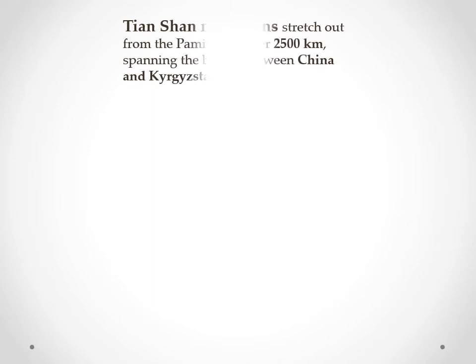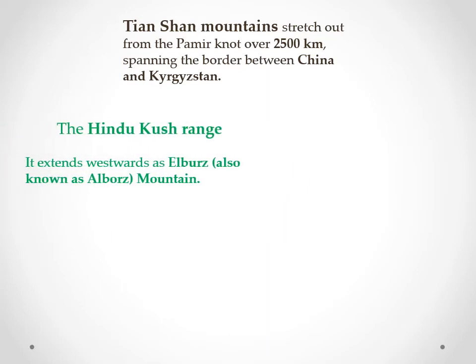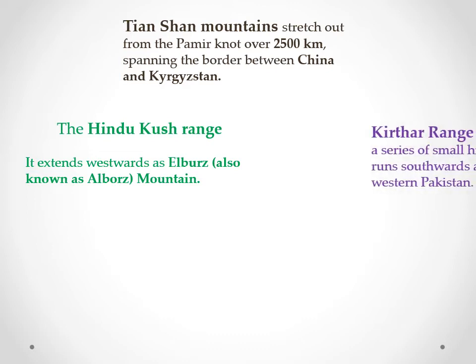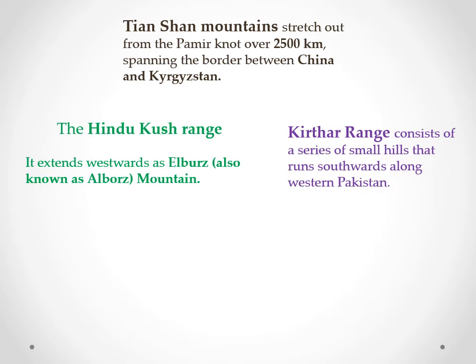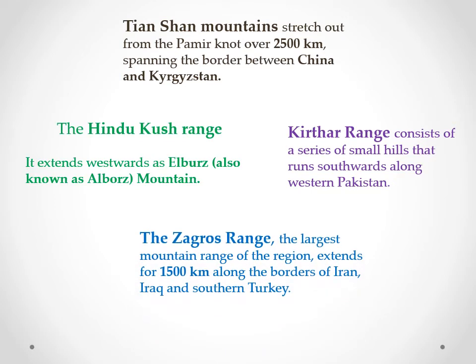Mountains stretch out from the Pamir Knot over 2,500 kilometers, spanning the border between China and Kyrgyzstan. The Hindu Kush region runs southwestwards from the Pamir Knot, separating South Asia from Central Asia. It extends westwards as the Elburz, also known as the Alborz Mountains. The Kirthar Range consists of a series of small hills that runs southwards along western Pakistan. The Zagros Range, the largest mountain range of the region, extends for 1,500 kilometers along the borders of Iran, Iraq and southern Turkey.